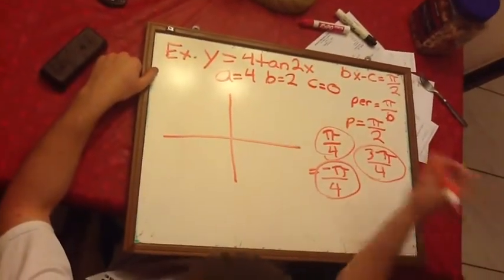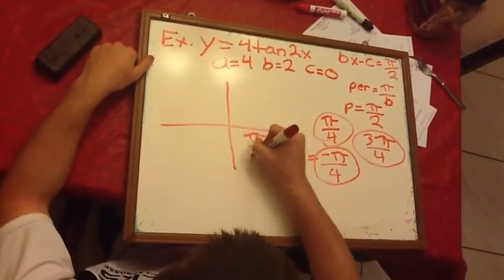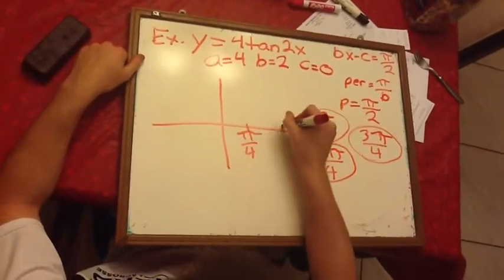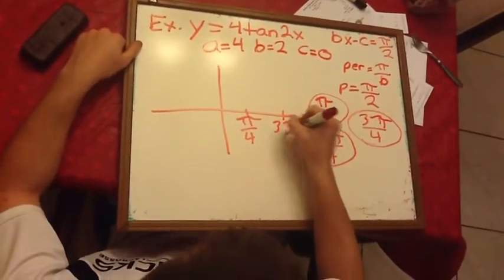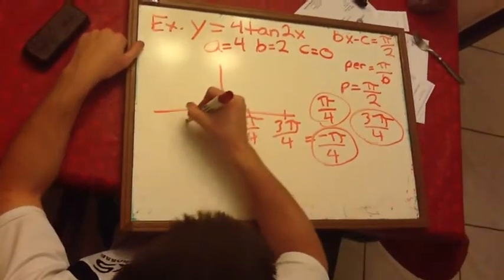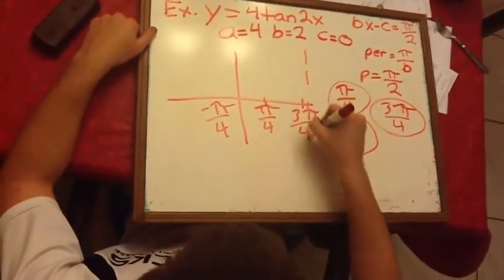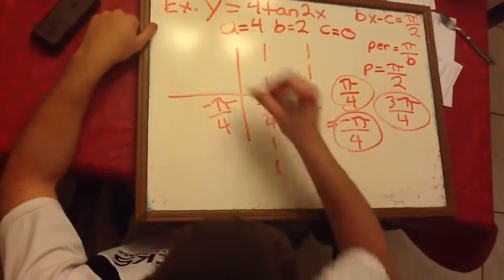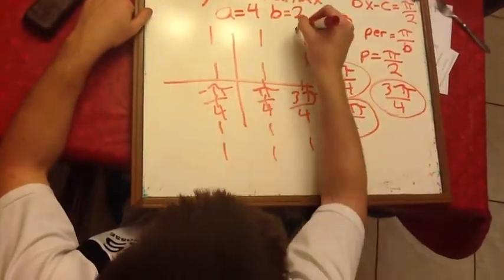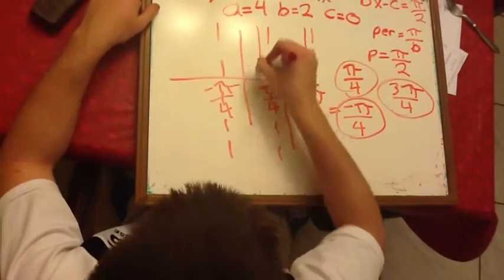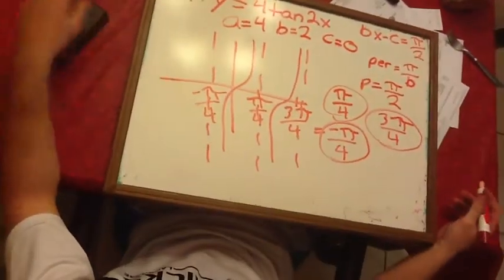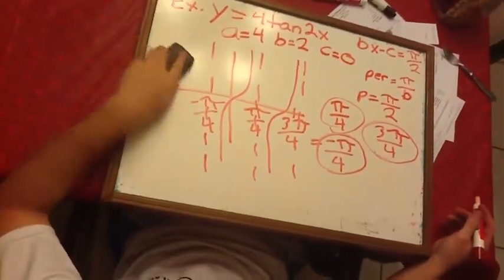And then next you make a graph. Pi over 4, 3 pi over 4, and negative pi over 4. And there you go.